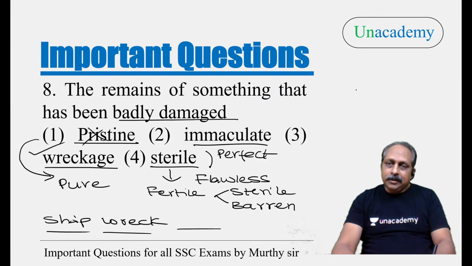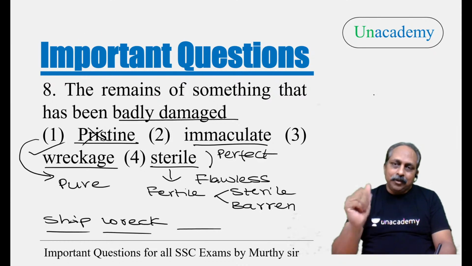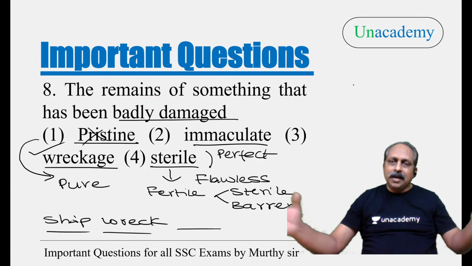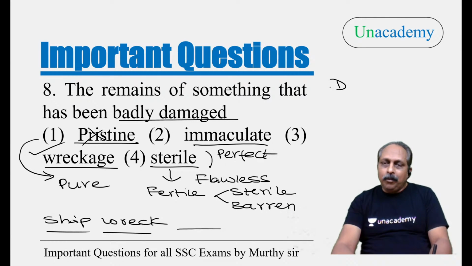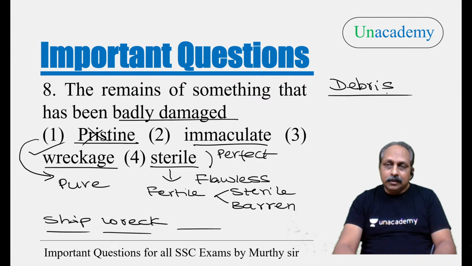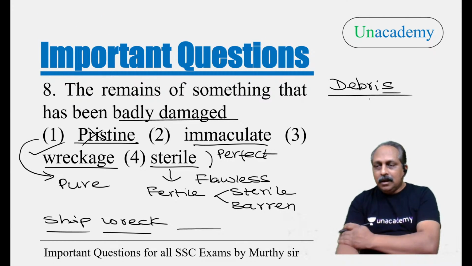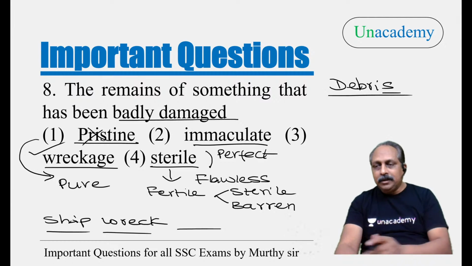When they get damaged, imagine a flight crash, the parts are scattered. Then there's one important word for the small parts. We use the word debris. The letter S is silent, not debris, debris. Remains of a flight or a ship. Usually for a flight we use the word debris, and for a ship we use shipwreck, wreckage.